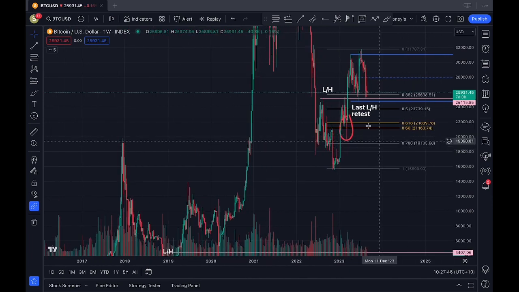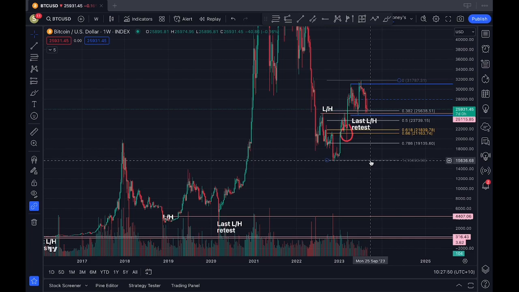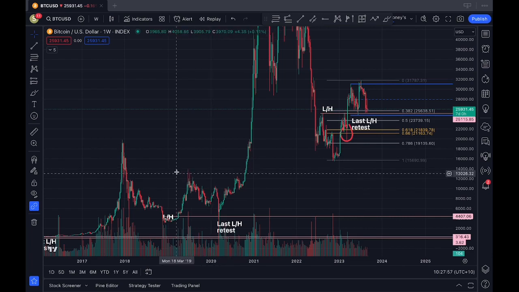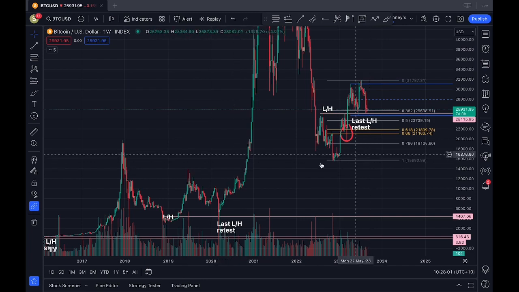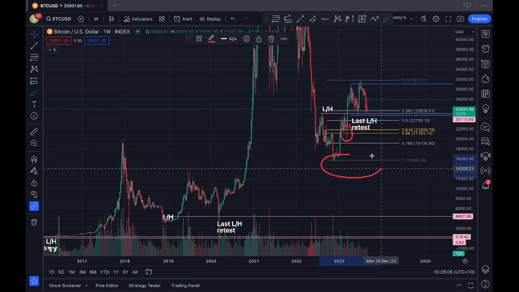Now, after that level, the next major level of interest would just be the lows over here at 15,600 approximately, where we do have this high over here at 13,613 as well. So within this, I'll just highlight it, within this range over here, right? That would be the next level of interest.